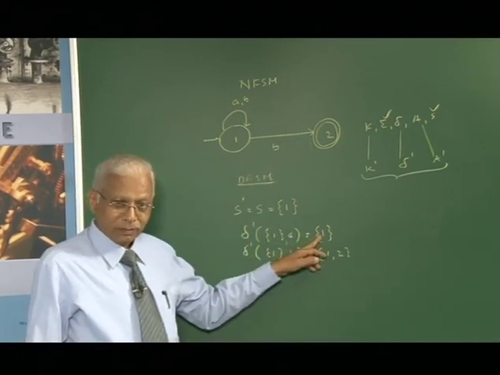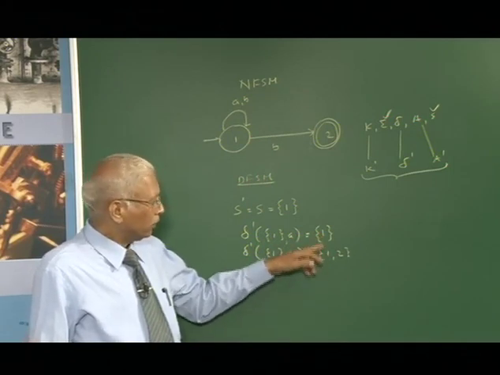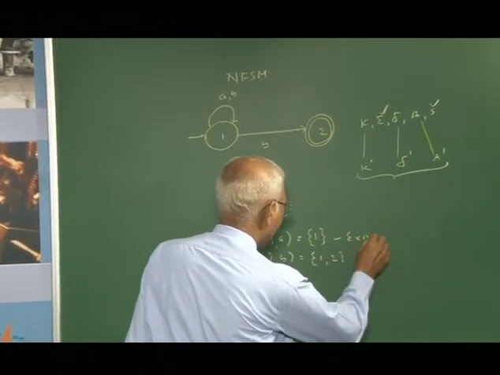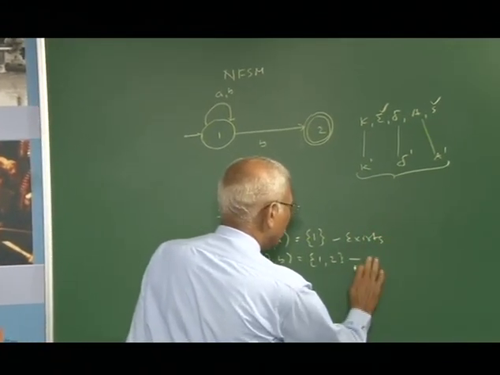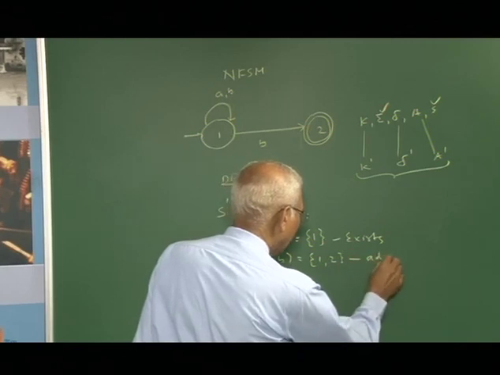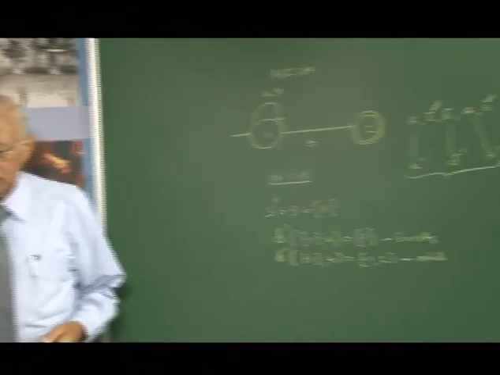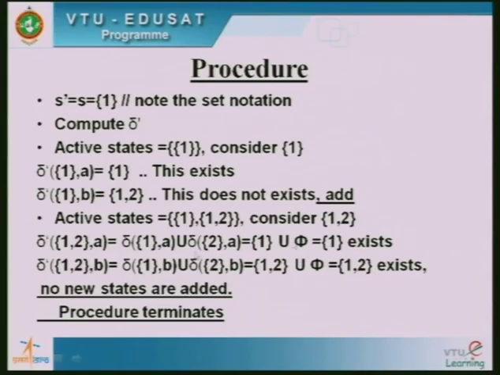So, now you have a set of active states. Initially you had only 1. Now, there are 2. This was there already, it exists. This does not exist, so you have to add it. This is the procedure we have to follow. Now, if you look at the slides, this does not exist, you have to add it. So, the active states are the start state, and 1 2 will be added. Now, you have to take 1 2. You have to take 1 2 on A and B, and see what happens.